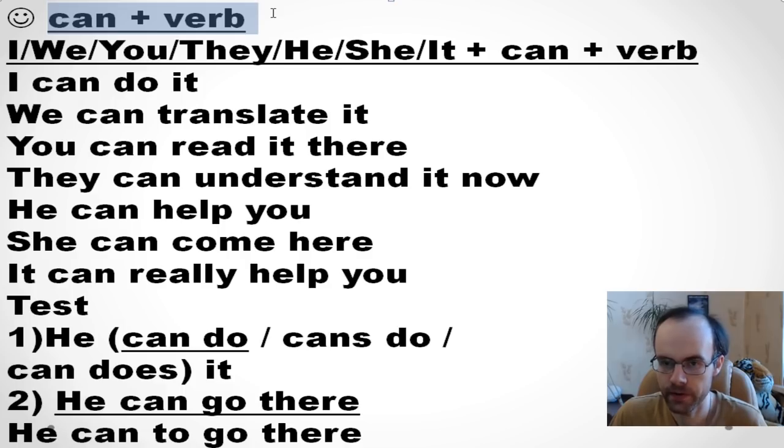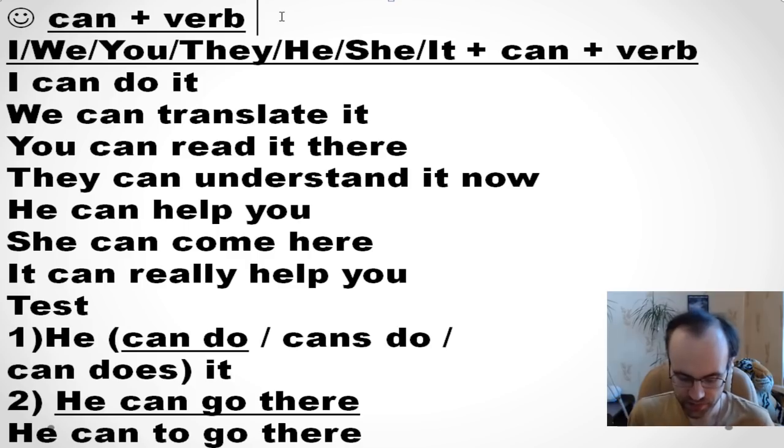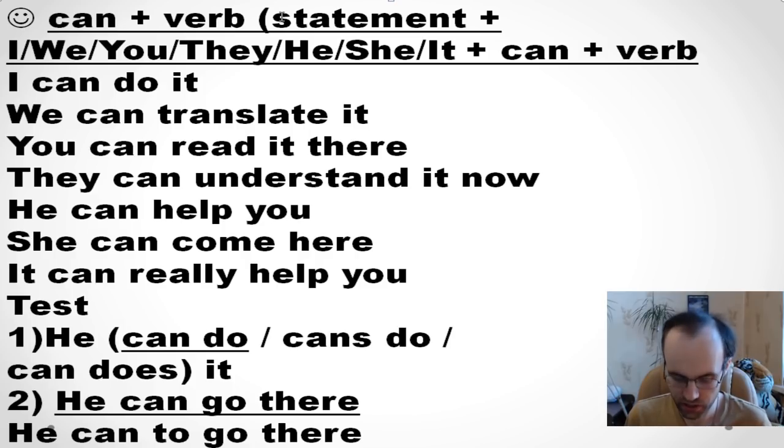Okay, let's revise it. So you see, can plus verb. I, we, you, they, he, she, it, plus can plus verb. I can do it. We can translate it. You can read it there. They can understand it now. He can help you. She can come here. It can really help you. Test. He can do it. He can go there. Okay. It's a statement.